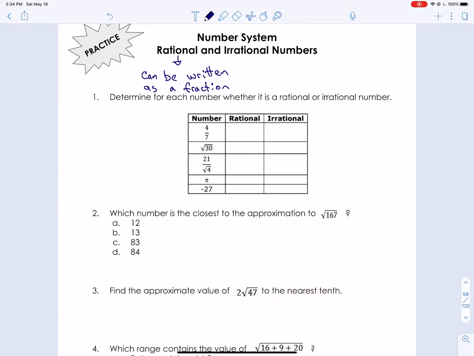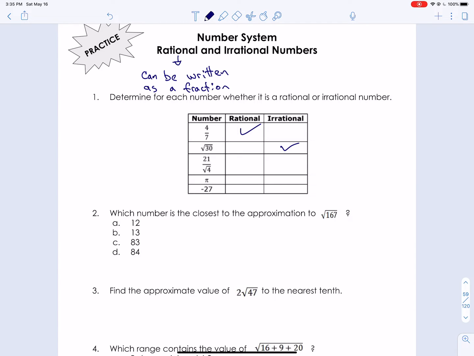All right, so first one in this box is 4 over 7. That's already a fraction, so for sure it's rational. Square root of 30, so think about the number underneath. Is it a perfect square? Is it along the diagonal of our square root table? No, so it's going to be a decimal that just keeps on going.